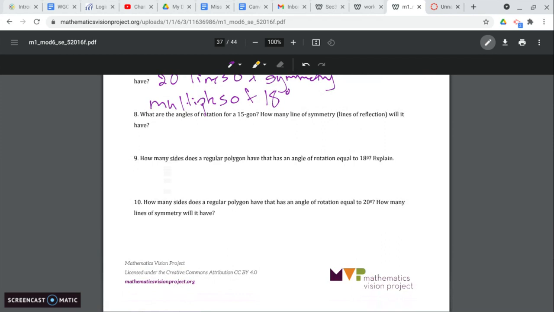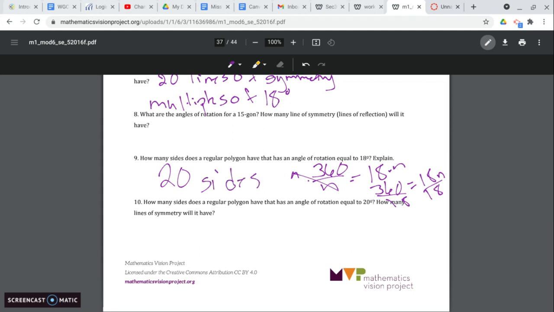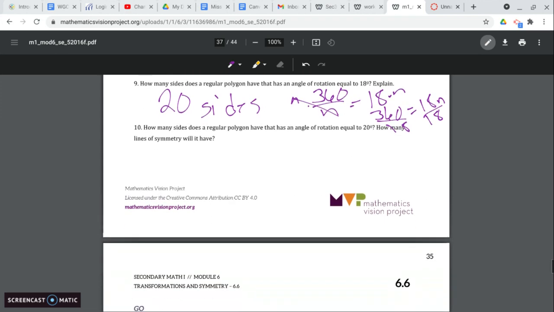All right, for number 9, how many sides does a regular polygon have that has an angle of rotation equal to 18 degrees? Well, ironically, we just looked at this, but in order to solve it, we'd have 360 over n equals 18. Multiply n to both sides. So we have 360 equals 18n. Divide by 18, and we get 20. So 20 sides would be how many there would need to be in order to have a degree of 18.